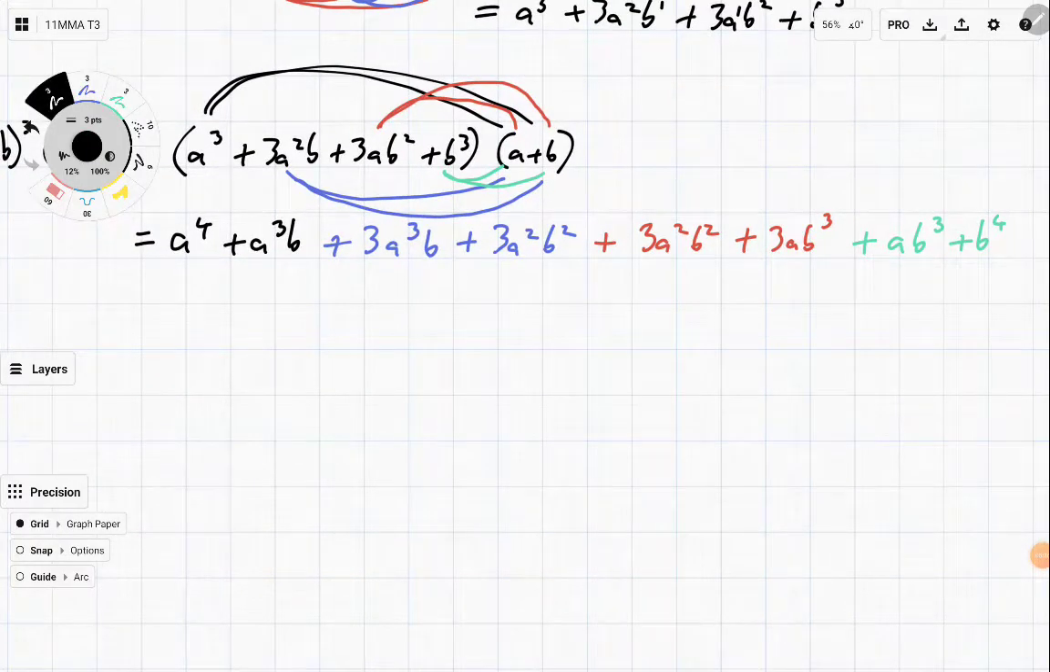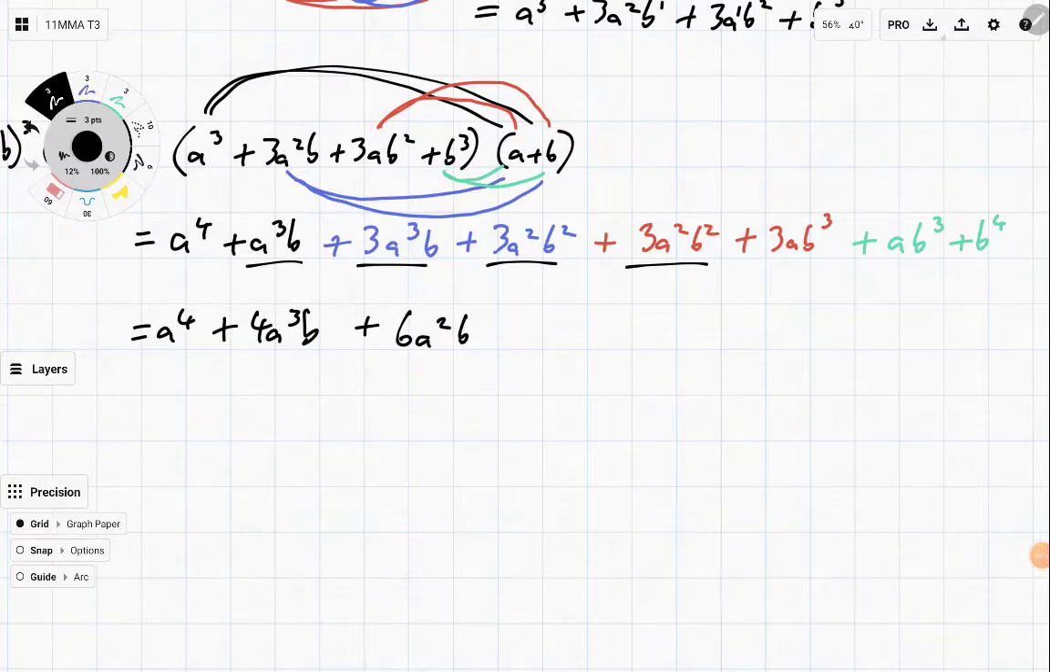Collecting like terms, we can see that we've got a to the 4 by itself, a to the 3b, 3a to the 3b, so these both have 3 a's and 1 b, and that gives us 4a to the 3b. The next one is a squared b squared. This is also an a squared b squared, so we've got 6a squared b squared. And here we've got 1 a, 3 b's. Here we've also got 1 a and 3 b's. We get 4ab to the 3, and we've just got b to the 4 at the end.